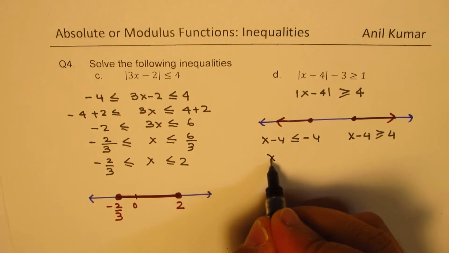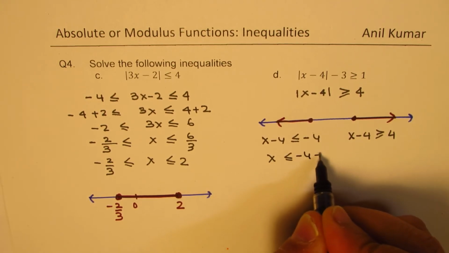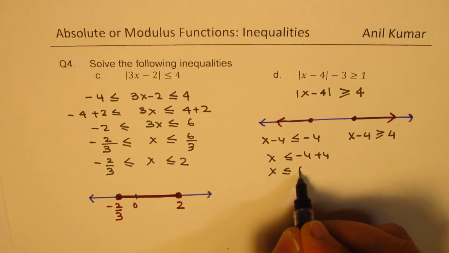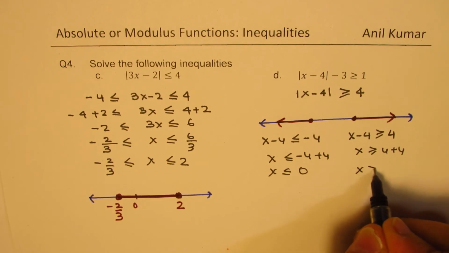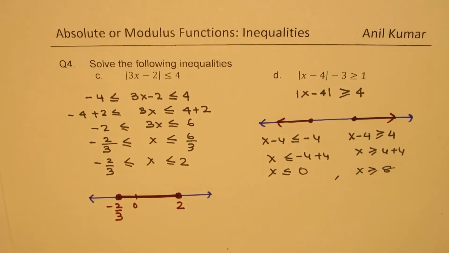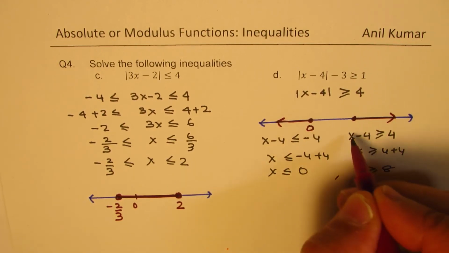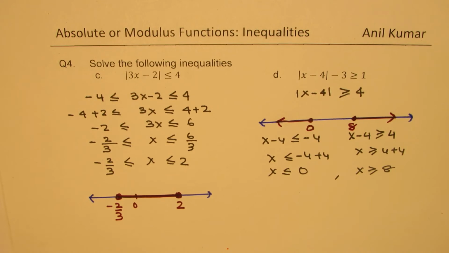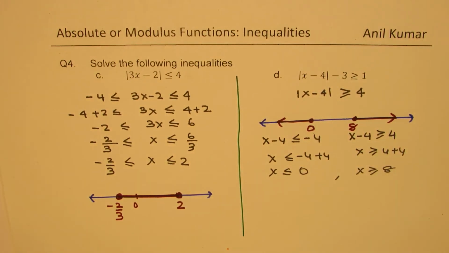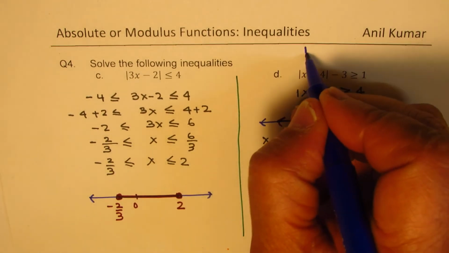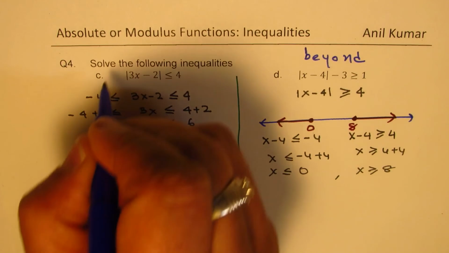So solving this, we get x is less than or equal to minus 4 plus 4, meaning x is less than or equal to 0. And on this side, we get x is greater than or equal to 4 plus 4, or x is greater than or equal to 8. So that becomes our solution. These 2 points which we are looking for were 0 and 8. Does it make sense to you? So that is the easiest way of solving the given question. I hope you understand and appreciate it. Once you sketch it, you understand that we are going beyond. So remember these two things: this is beyond, and this is within.